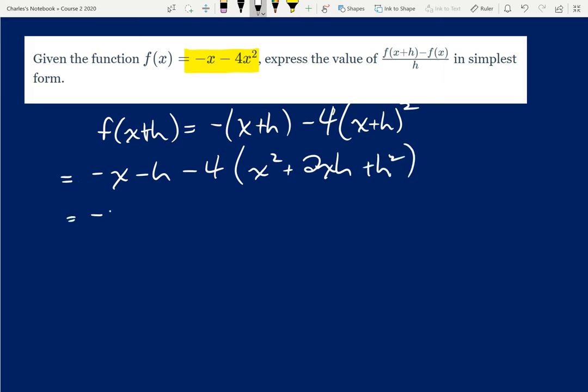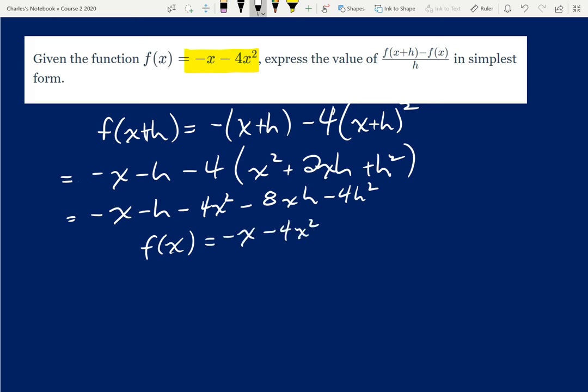So then I get negative x minus h minus 4x squared minus 8xh minus 4h squared. What's f of x? This is negative x minus 4x squared.